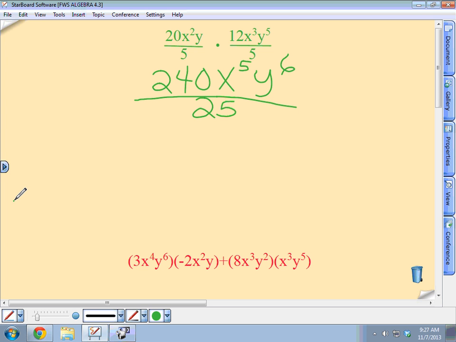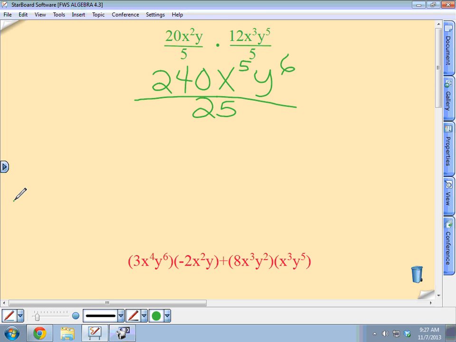25 and 240. Okay. Am I supposed to do that? Sure. You can tell it's not going to be even. So you're going to have to reduce a little bit, right? You're going to have to reduce 240 and 25 and then give me what fraction that is. So what number will go into both of those evenly? 5, right? Yeah. 5 will go into there evenly.